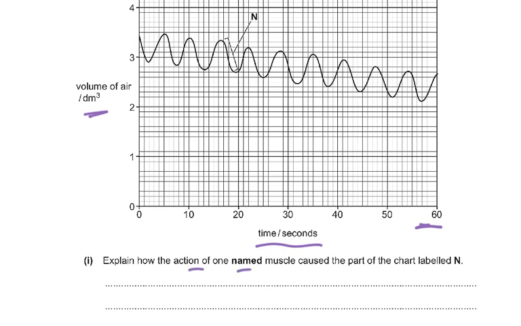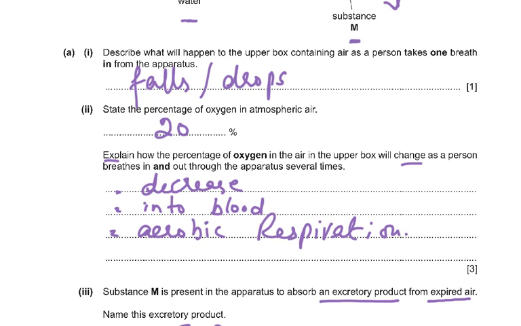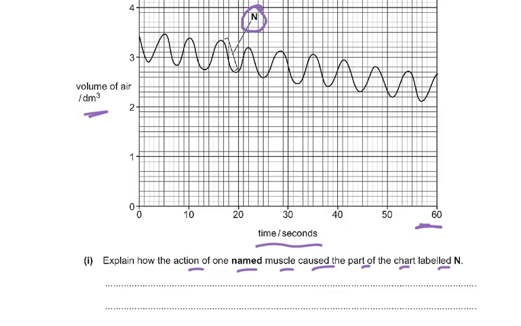Explain how the action of one named muscle caused the part of the chart labeled N. Now, what is N? This is what you've got to figure out. If you remember in the first part of the question, what did it say? Describe what happens to the upper box containing air as a person takes one breath in. We said it drops, so what is going to happen to the pen? If it drops, there's going to be a line which goes down. So the down line is an inhalation. So this is inhale.